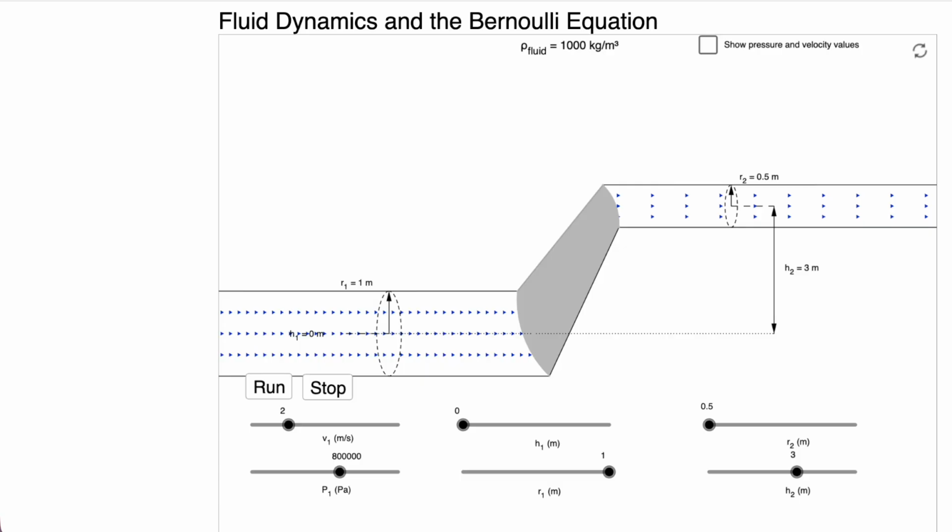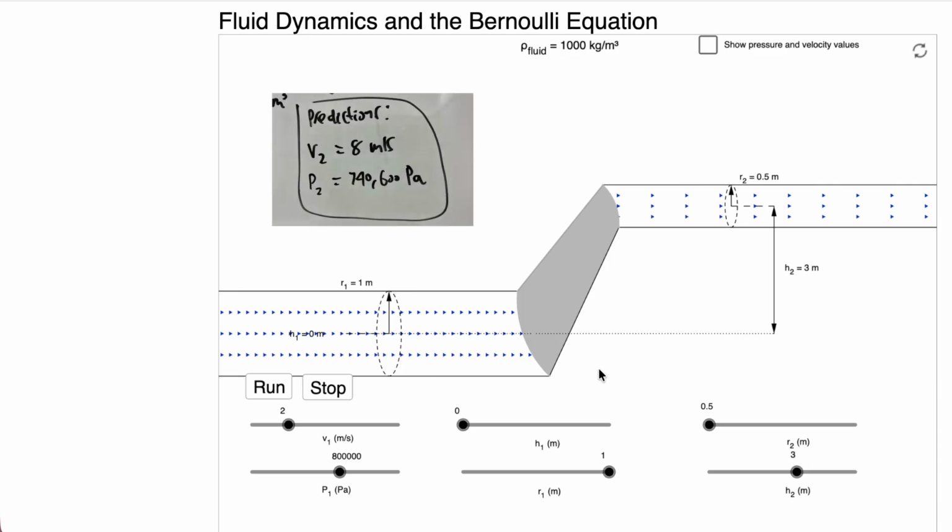So let's test this out. Here we have our exact setup from the board. Our velocity 1 is 2 meters per second, our pressure 1 is 800,000 pascals, our height 1 is 0, and our radius 1 is 1 meter. And our radius 2 is 0.5 meters, and our height 2 is 3 meters. Let's get the predictions on screen and see what the final values are. So let's run this. And let's click show pressure and velocity values.